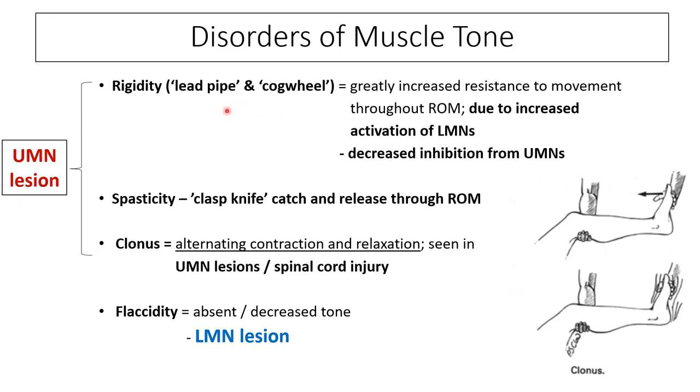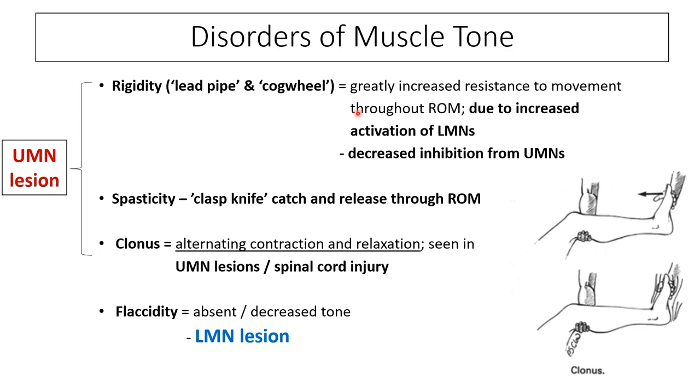Lead is a soft metal, so in somebody who has lead pipe rigidity, let's say when trying to bend the elbow, there's a resistance through the full range of motion, like you're trying to bend a piece of lead. Cogwheel rigidity refers to more of a catch and release type of movement that occurs through the range of motion. Again, I'll post videos to illustrate these two types of rigidity.